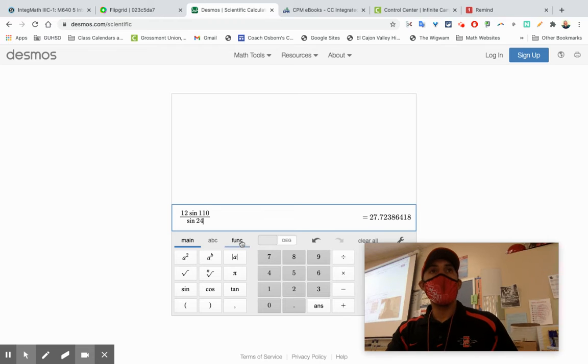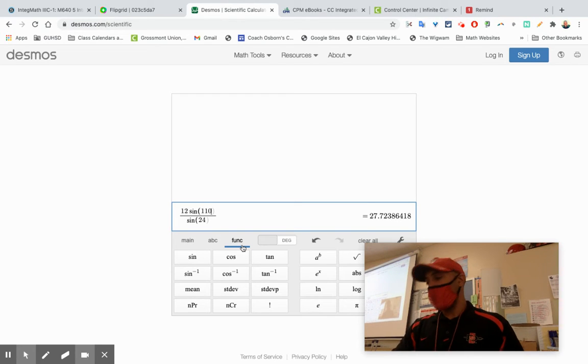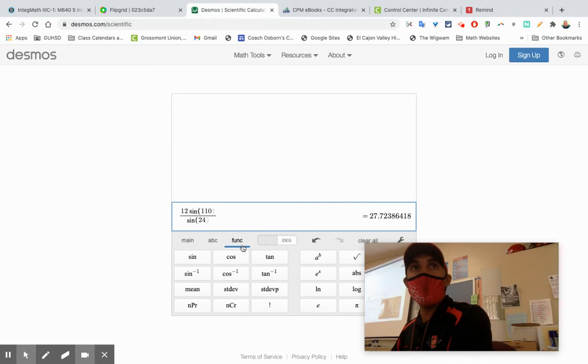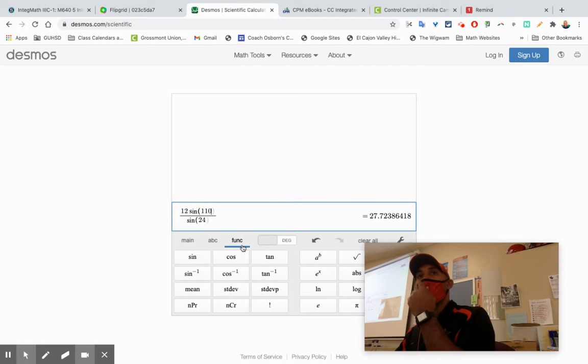Or you could push the function button and then push sine, and you'll get the same thing. So you could do it either way. You can type out sine, or you can push this button, and you'll get the same result. Now this is going to be equal to 27.7. For all of these problems in general, when you do sines with angles and sides, we're going to round everything to the nearest tenth, so one number after the decimal.